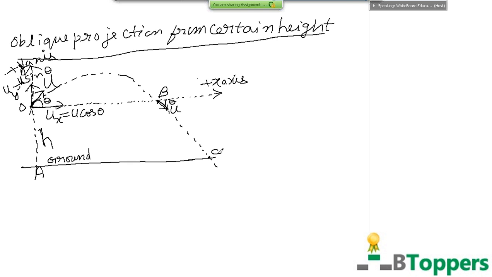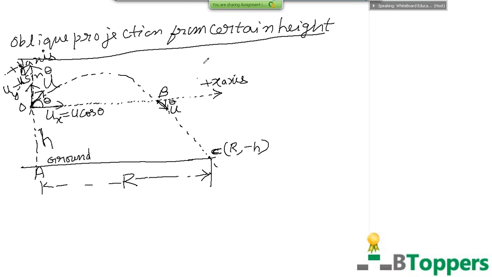Let's see the position of the projectile just before it strikes the ground. So the coordinates of the position C can be written as r comma minus h. Here r is the total horizontal distance covered by the body when it reaches the ground. So the displacement in the vertical direction will be equal to minus h at the position C.